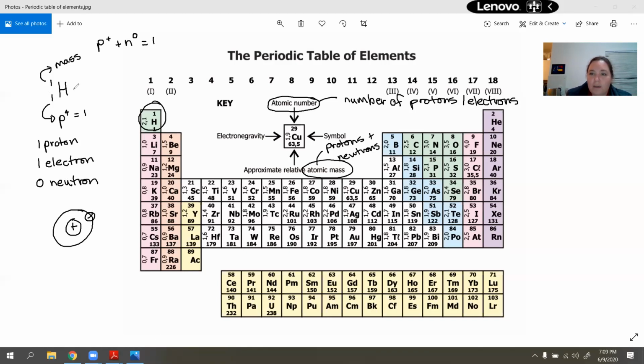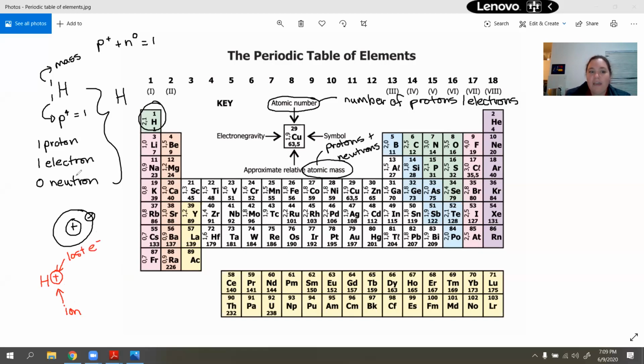Now, we're not talking about H. Everything here has been talking about H. We're going to be talking about H plus. That means, because it's charged, that it is an ion. It is an atom that has lost or gained electrons. And in this case, the fact that it's a plus tells us that it has lost an electron.